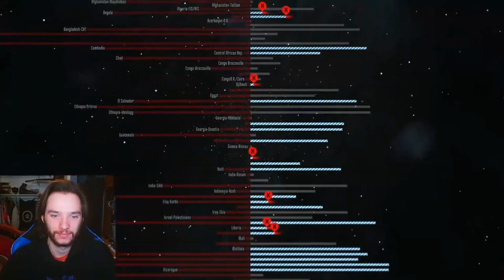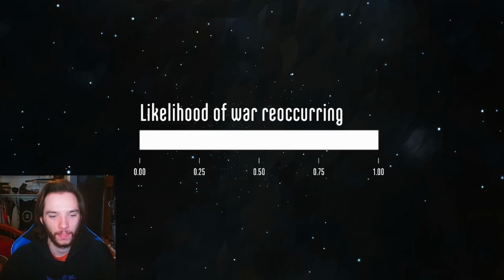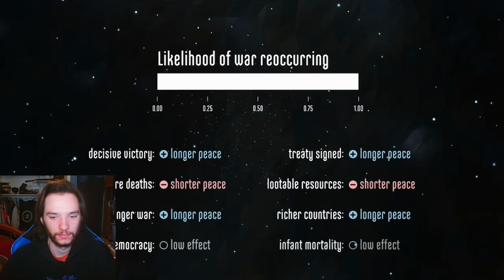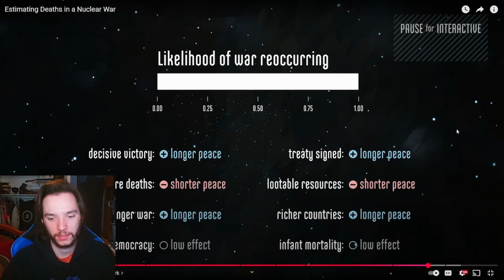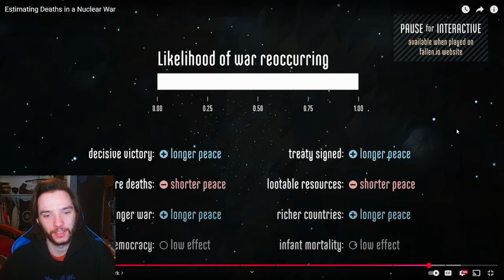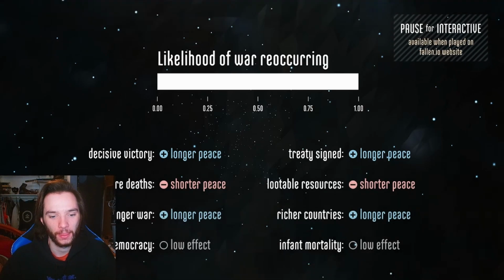Fortna ran statistical analysis to find out what factors predicted longer spans of peace. First, note that our findings on factors outside of peacekeeping were pretty consistent with other studies. Decisive victory, longer peace. More deaths, shorter peace. Longer war, longer peace. Prior to low effect. Well, that's interesting. Richer countries, longer peace. Lootable resources, shorter peace. Treaty signed, longer. You can pause to learn more. This is so good, dude. Oh, wow.